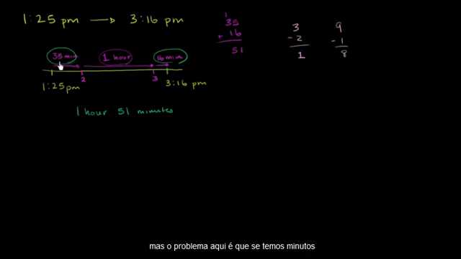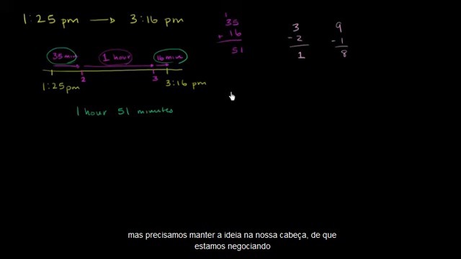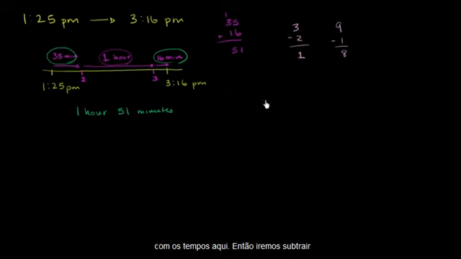But the problem here is we have minutes along with the hours, and it gets a little confusing because there's 60 minutes to an hour and all of that, and that's why we're going to do a little bit of, I guess you could call it a borrowing trick. So what you say is, let's subtract 1:25 from 3:16, but we have to keep in our mind that we're dealing with times here. So we're going to subtract 1 hour and 25 minutes from 3:16.